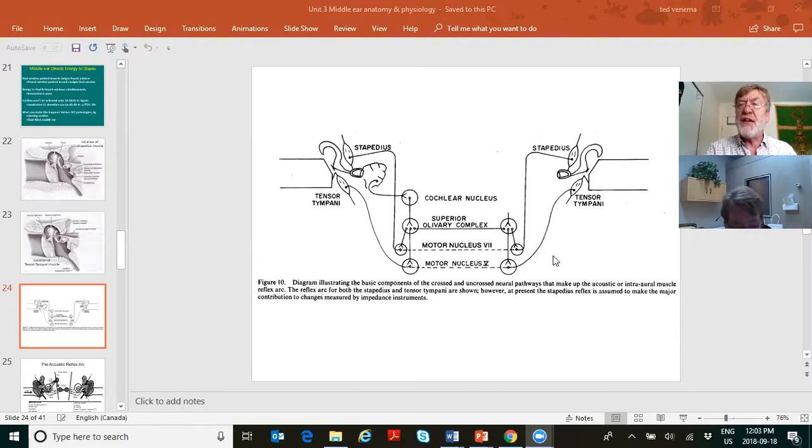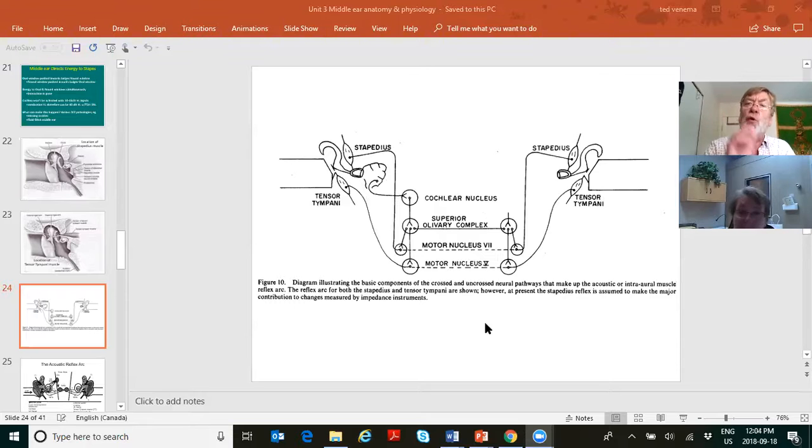D-E-C-U-S-S-A-T-I-O-N. Decussation. Crossover. So in other words, when you get to the brain stem, the proverbial crap hits the fan. Things cross over. So a loud sound to one ear is going to cause an acoustic reflex on the same side and also on the opposite side.